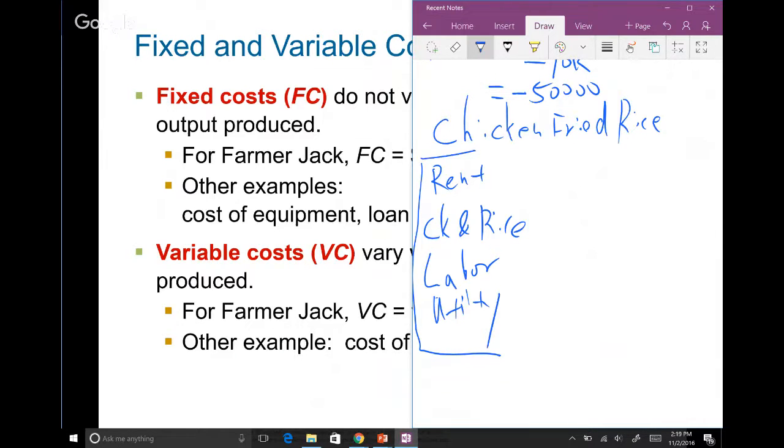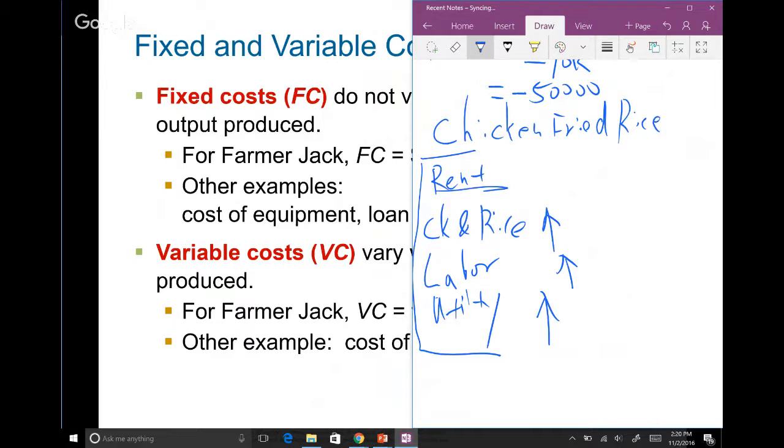Now, let's go bottom up. If I produce more chicken fried rice, does my utility cost increase? Do I pay more for gas and power? Yeah, right, because you don't like to eat raw chicken fried rice. So when I produce more chicken fried rice, utility costs will increase. Next, do I pay more for labor? Do I need to hire more people? Of course, that's how you produce chicken fried rice. You need more people, so labor also goes up. Now, do I need to buy more chicken and rice to make more chicken fried rice? Duh, you need more chicken and rice.